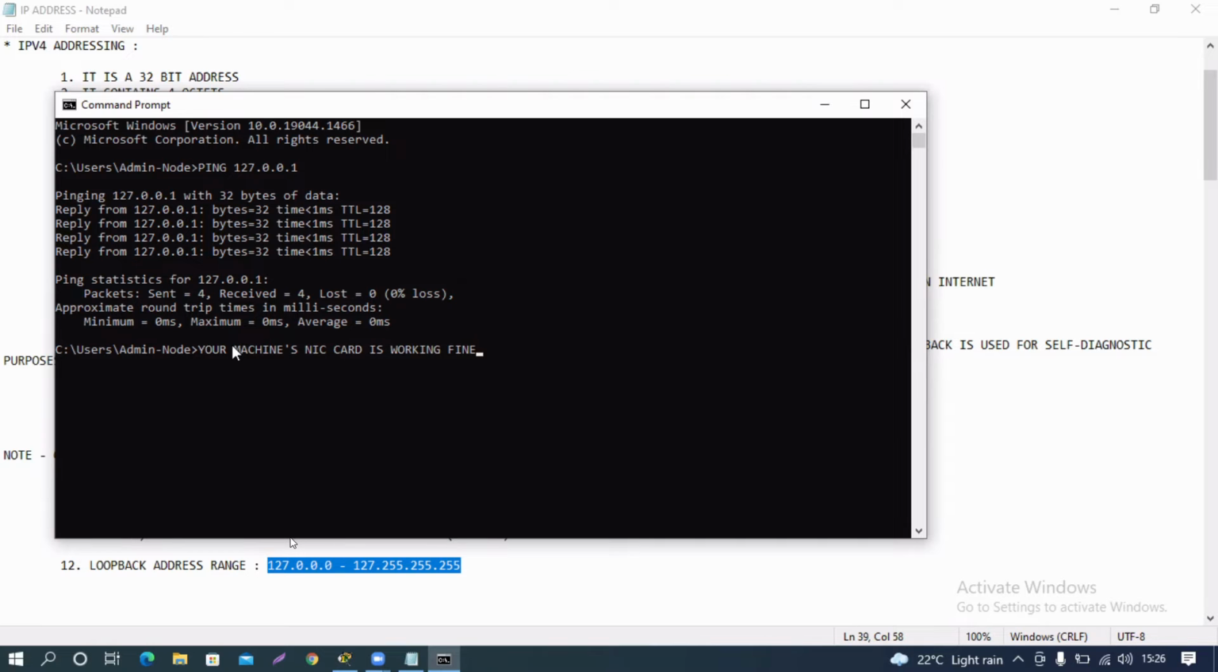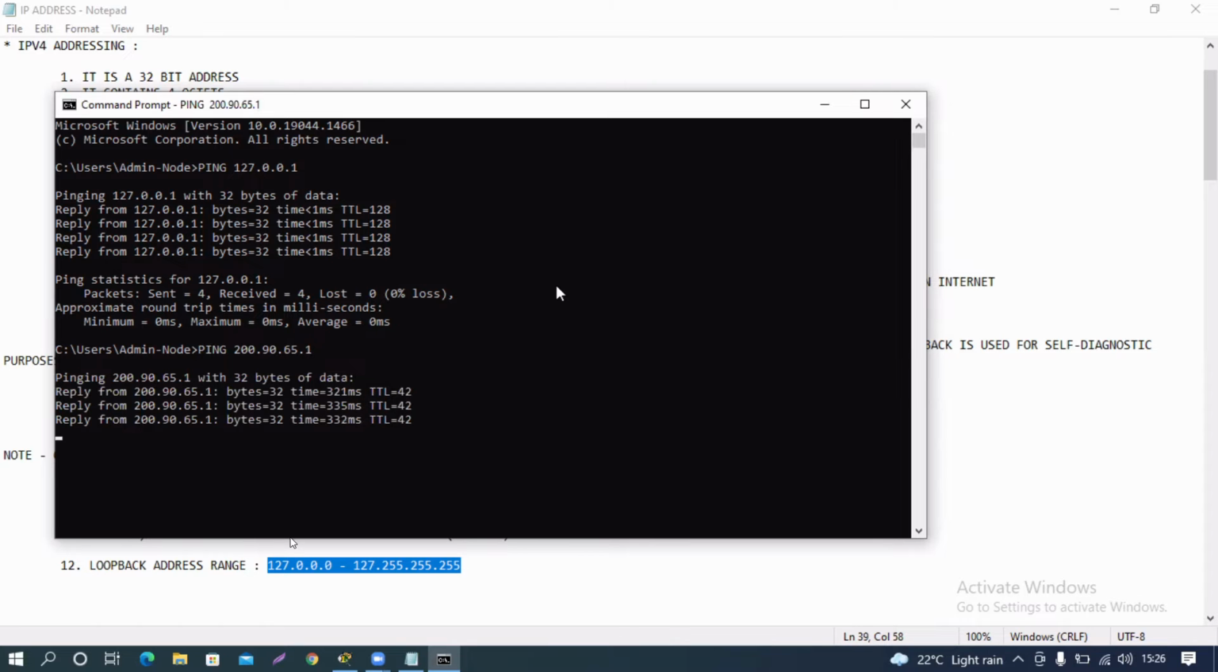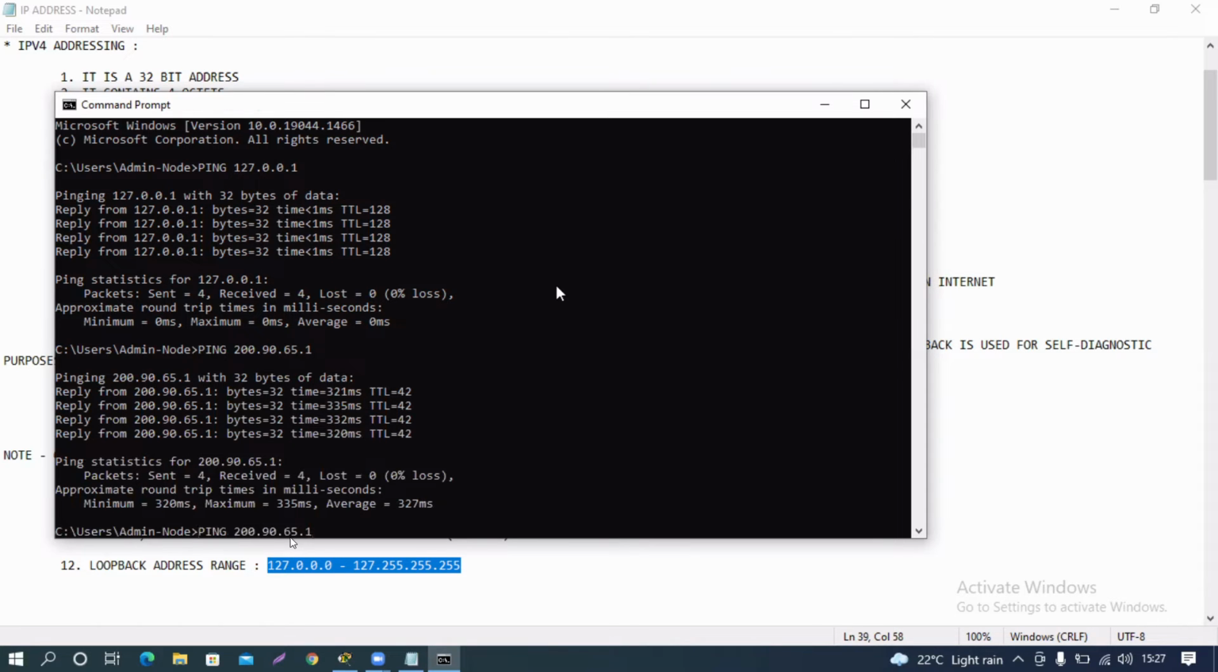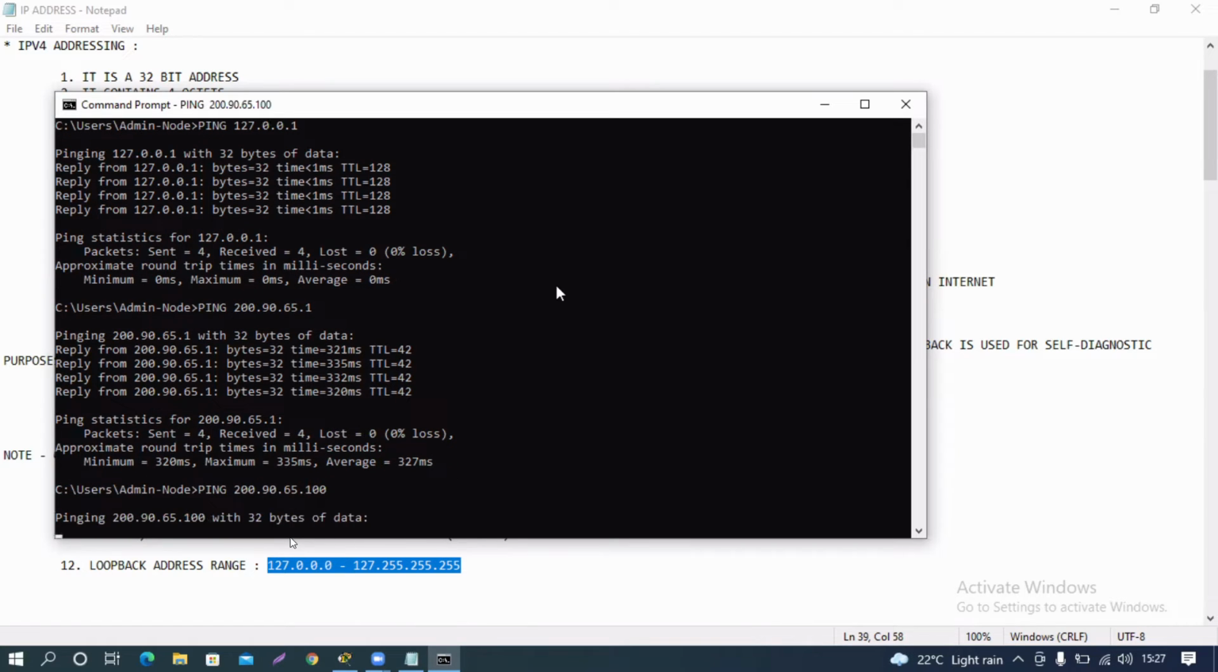Sometimes we don't get this type of replies. For example, if I ping any other addresses, you will not see this type of reply. So I'm pinging a random address like 200.90.65.1. Okay, so here I'm getting the reply. So it actually exists over here. Let me just type any other address.